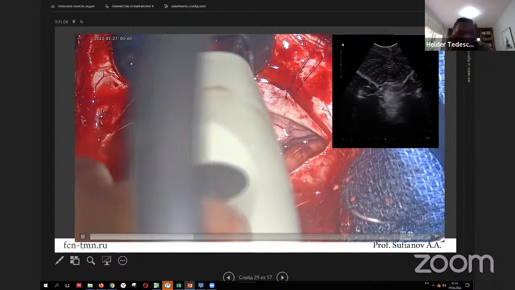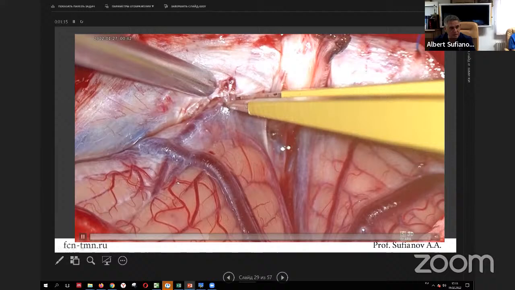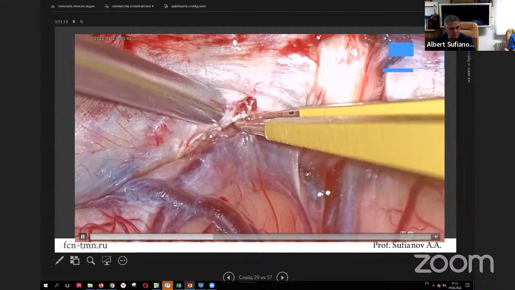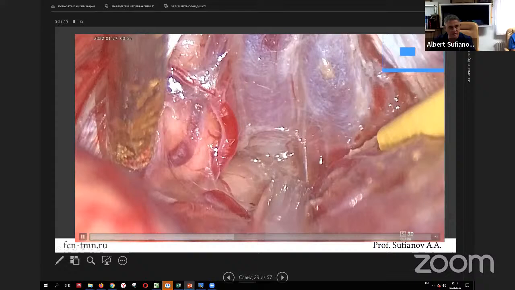And then we start to dissect. You see the magnification, the brilliant magnification, the brilliant illumination. And it's possible, really very fine dissection is possible. Very fine, you see. All arachnoid, all vessels. Really precise dissection is possible in this very challenging place. You see the vein above.